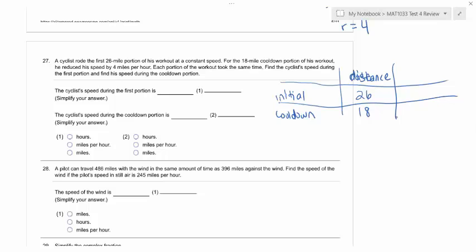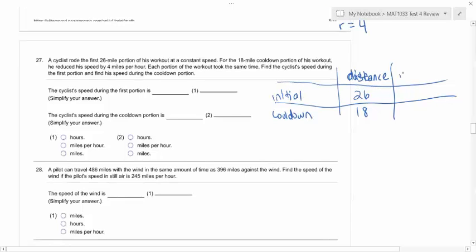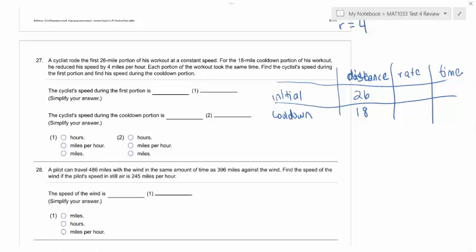Find the speed. Okay, so if you want to let the variable be the rate, which is fine, then if the initial speed was, what letter do you want to use for the rate? We'll just use X. Okay, if the initial speed was X, what was the speed during the cool down period if he reduced his speed by 4 miles per hour? So would you do 4 minus X? Close, except think about it.